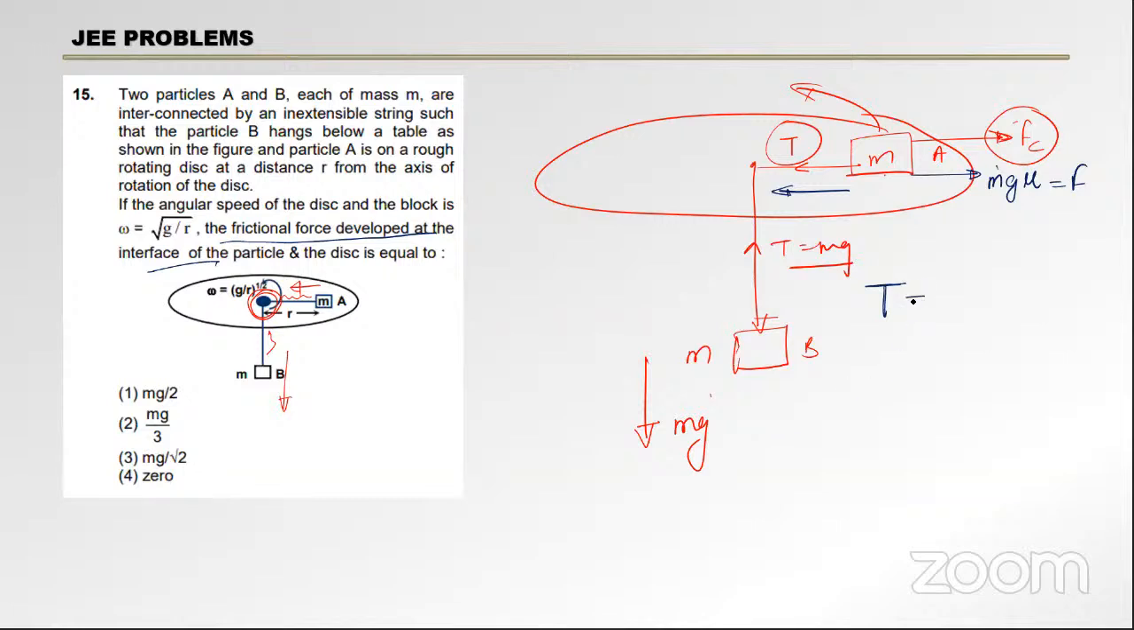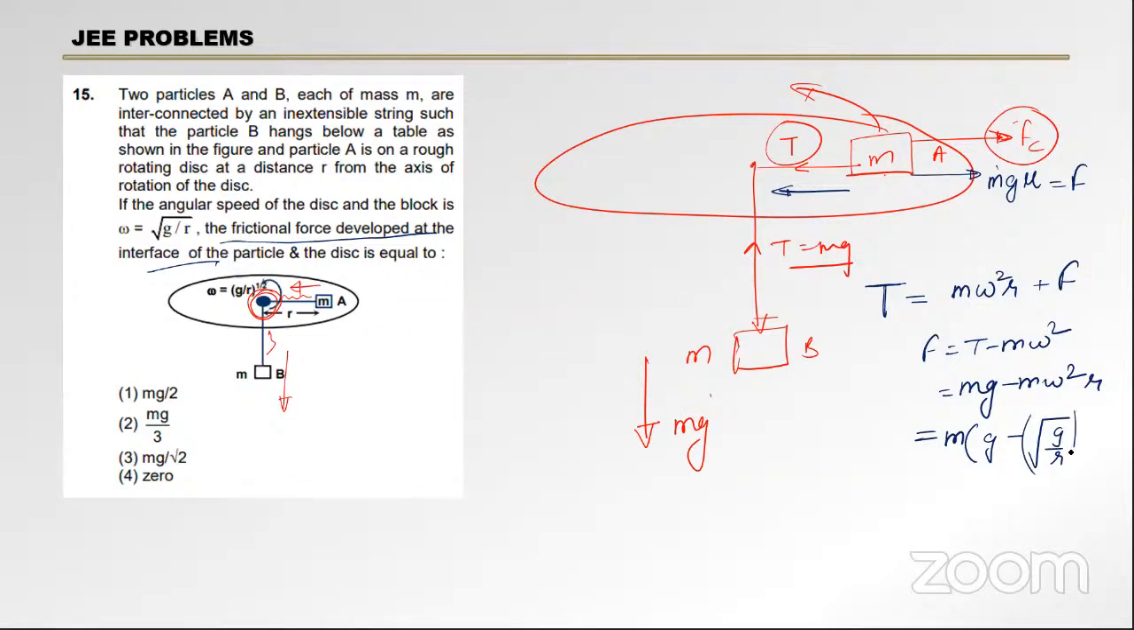Okay, so tension will be equal to m omega square r, which is the centripetal force, right? Plus frictional force. Okay, so from here we will get what we have to find, frictional force. So frictional force will be T minus m omega square r. T is mg minus m omega square r. We will put the value of omega, take m common, g minus the value of omega, which is under root g by r, whole square into r. So this is g by r minus g by r into r, times m. Okay, r cancels, g cancels, we got 0.